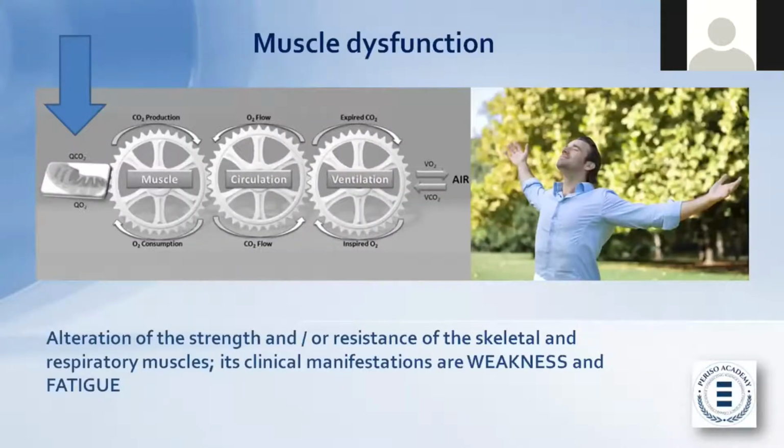I think this may be the most important part to understand the muscle dysfunction. As Wasserman explained, the coupling of external ventilation and cellular metabolism, we can say that the real breath happens at cellular level in the mitochondria. That's why the stimulation at cellular level is important, as Pietro said before. We have an alteration of the strength and resistance in skeletal and respiratory muscles. And the clinical manifestations that we see are weakness and fatigue.